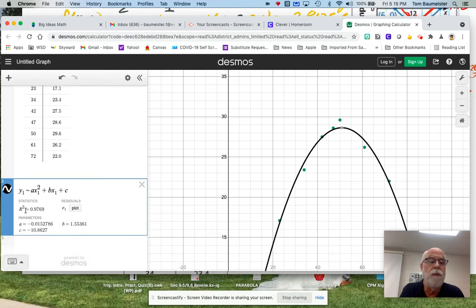Now this time we have an r squared. If an r squared is close to 1, then we know it's a good graph. So this one says it's a pretty good graph for the data that we have.